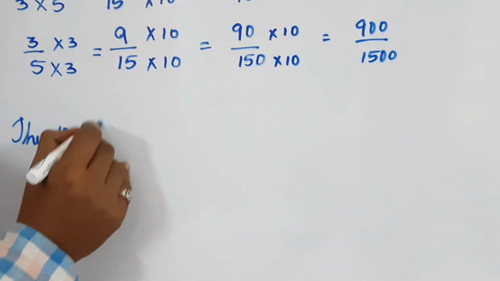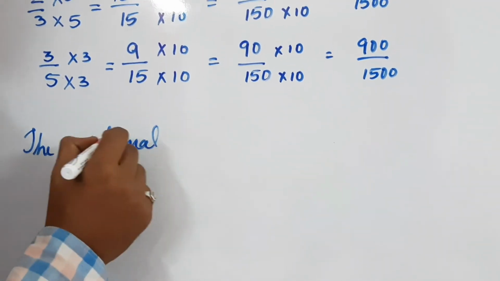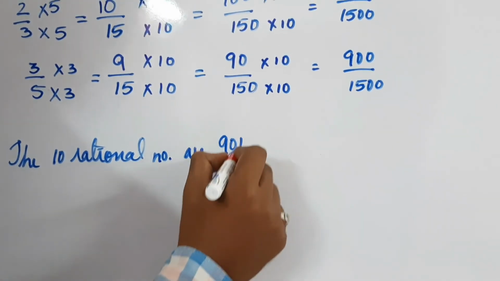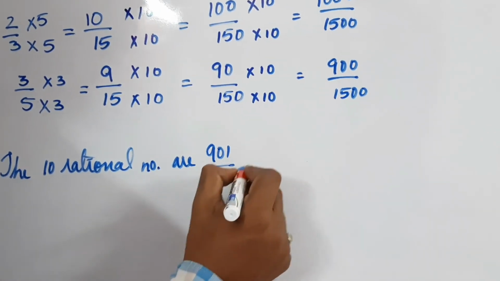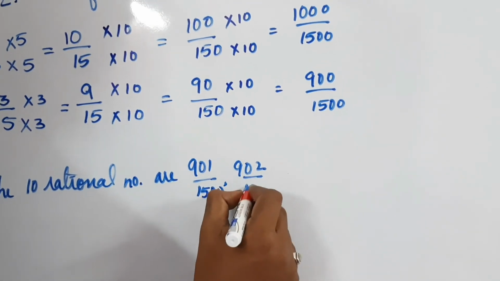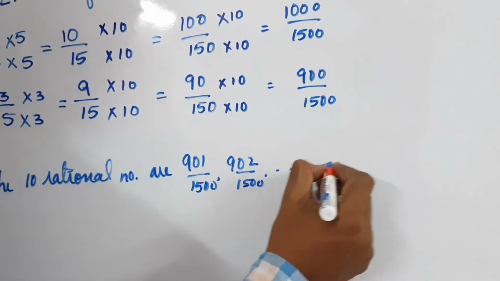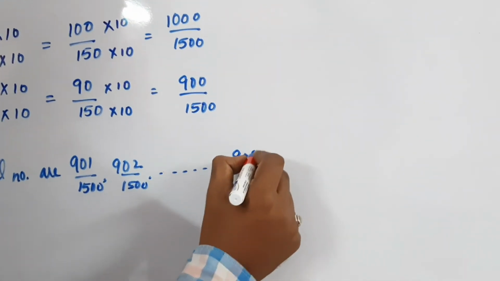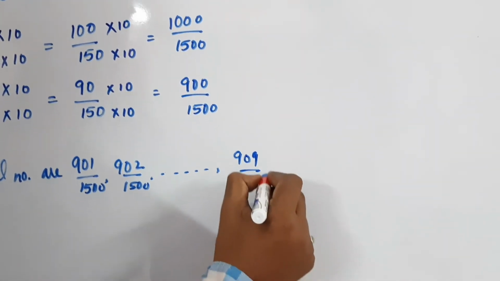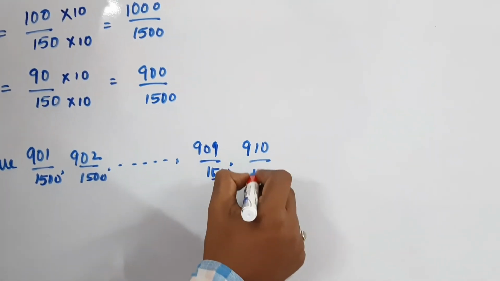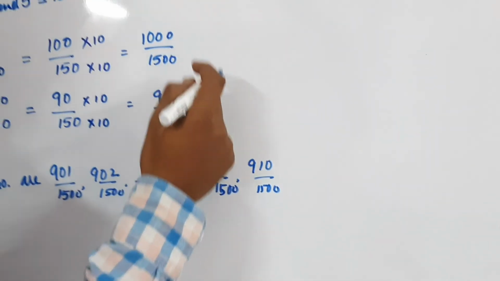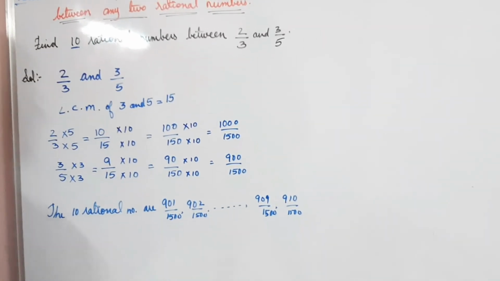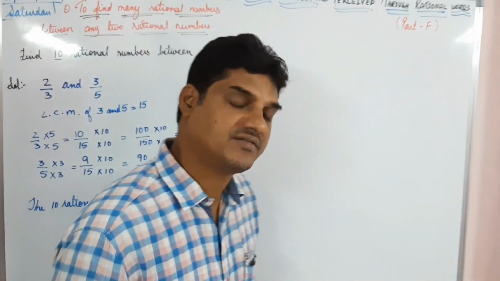The 10 rational numbers are 901 by 1500, 902 by 1500, so on, 909 by 1500, 910 by 1500. You got more till 999. Is this clear, my dear students?